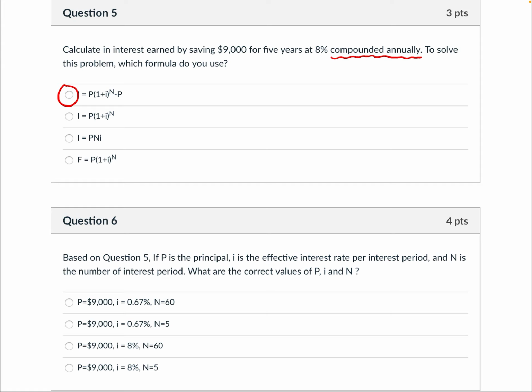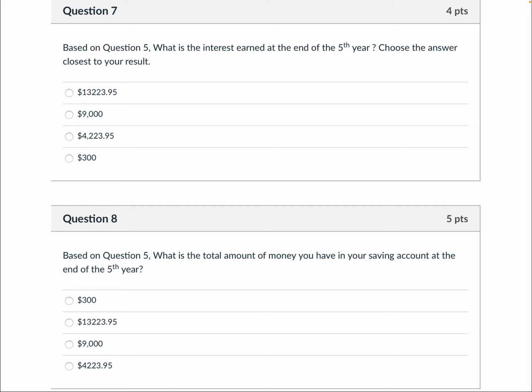Okay, so P is still the principal, that is the amount of money you save. So it's 9,000. And I, in this problem, because it's compounded annually, the 8% is still the effective interest rate. Because 8% is the yearly percent and it's compounded annually, the yearly interest rate will be the effective interest rate. And because it's compounded every year, the number of years will be the value of N. So N equals 5. So this is the correct answer.